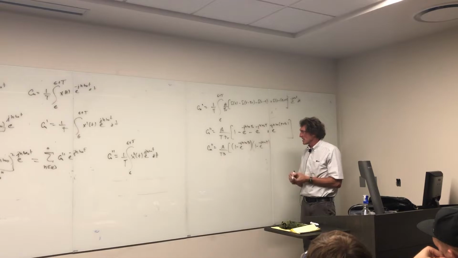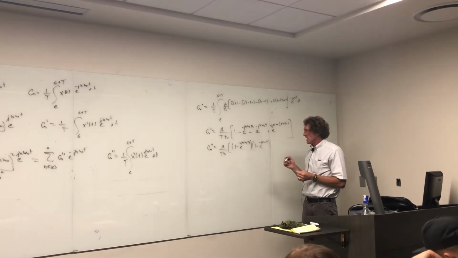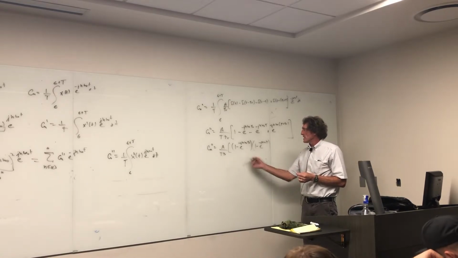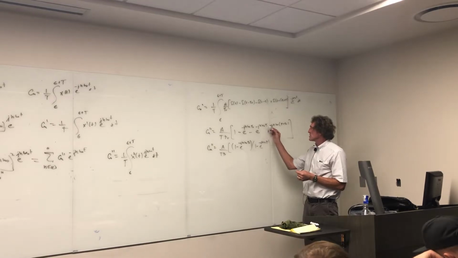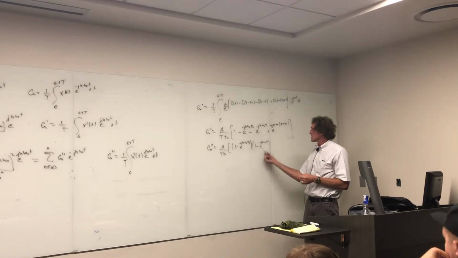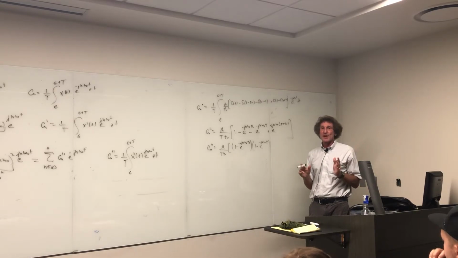1 times 1 is 1, right? This times this is going to be minus e to the j n omega naught tau rise. Then this times this is going to be minus e to the minus j n omega naught tau, and this times this is going to be plus that. You all see this? It works, trust me. That's all I'm trying to do.